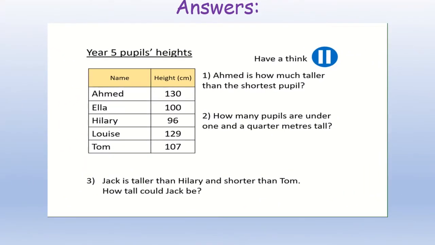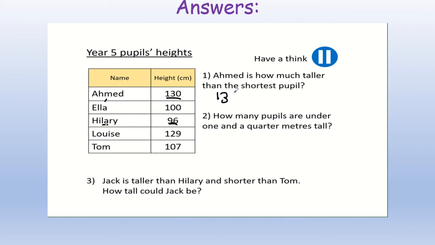Now let's take a look at the pupils' heights in Year 5. Ahmed is how much taller than the shortest pupil? Well, we know that Ahmed is 130 centimetres. So who is the shortest pupil we see on here? Well done, it's Hilary. So how much taller is Ahmed?